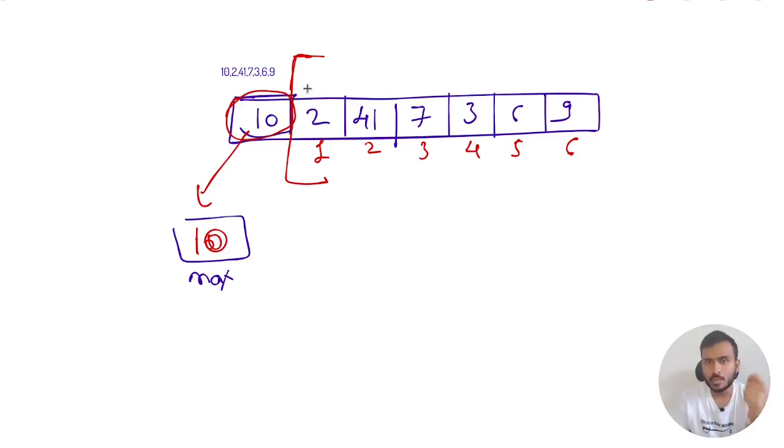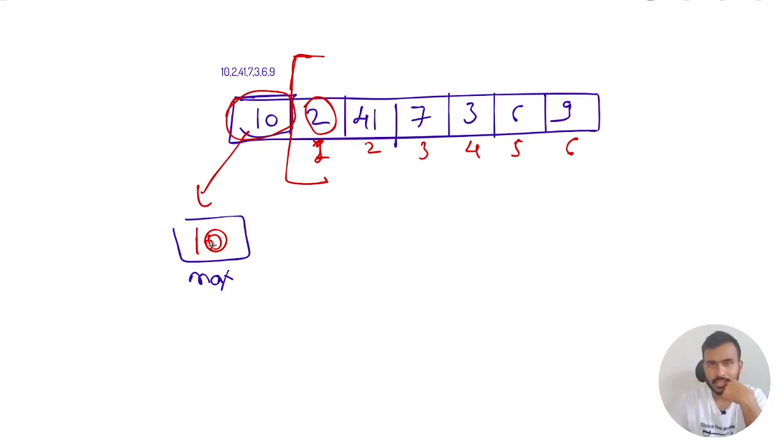We'll start one loop which will start from the element with index 1, and in every iteration we will compare the element with the current value of max. If the element is greater than the current value of max, then we'll simply replace the max value with that element's value. So let's see how we can do it.